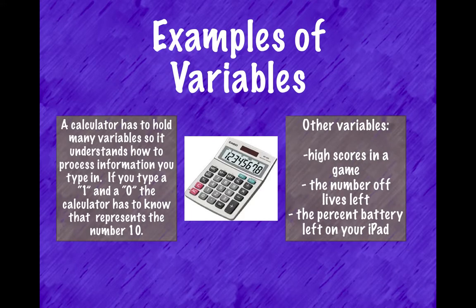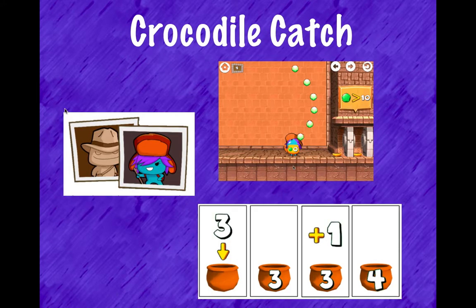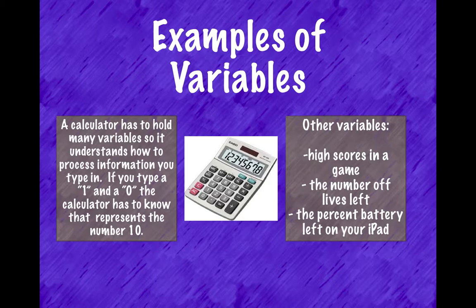Some examples of variables are a calculator. So the calculator has to store information. So if you type in 1 and 0, the calculator has to know that that represents the number 10. Calculators have tons of variables, just like all of the video games you play, and computer programs have millions of variables that they have to store. Variables share and store the information of high scores in games you play. A variable can be created to display the number of lives you have left in a game. And a variable that you look at every day is the percent of battery that's left on your iPad.